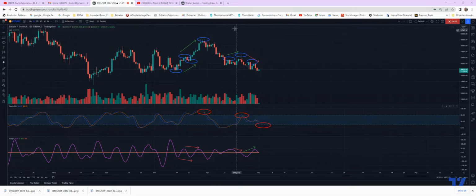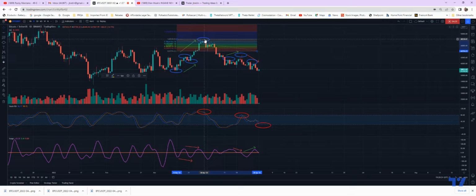So then you take a pullback. And what I like to do is I like to take the Fibonacci tool, and I like to drag it between the high and the most recent low right after the turn, and try to take a 786 pullback, which is right up here, and it peaked right to that 786 level, and that would be the entry.